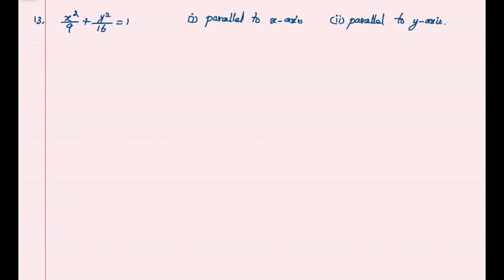Question 13. Find points on the curve x square by 9 plus y square by 16 equal to 1 at which the tangents are, first subdivision, parallel to x-axis and, second subdivision, parallel to y-axis. If the tangent is parallel to x-axis, we know that slope of the tangent should be 0. And if the tangent is parallel to y-axis, slope of the tangent is not defined.